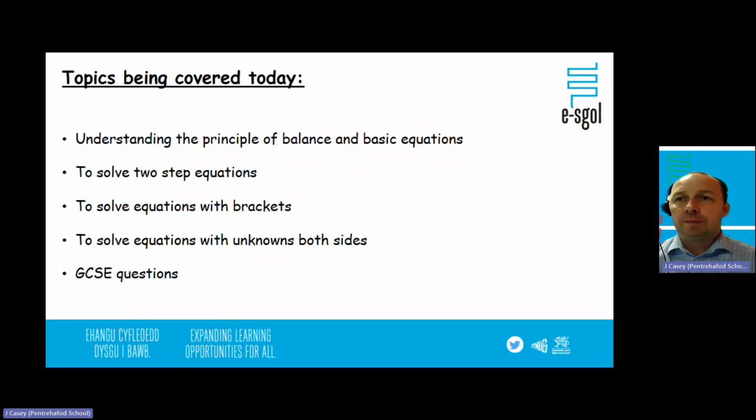We're going to be solving 2-step equations. Then we'll look at some equations with brackets. Then with unknowns on both sides, and what I mean by that is it could have x on both sides or y on both sides or whatever letter we use in the question. And then we're going to look at some GCSE questions to finish off.